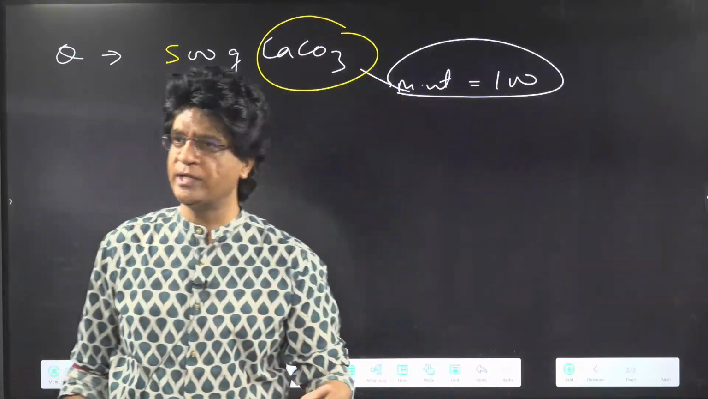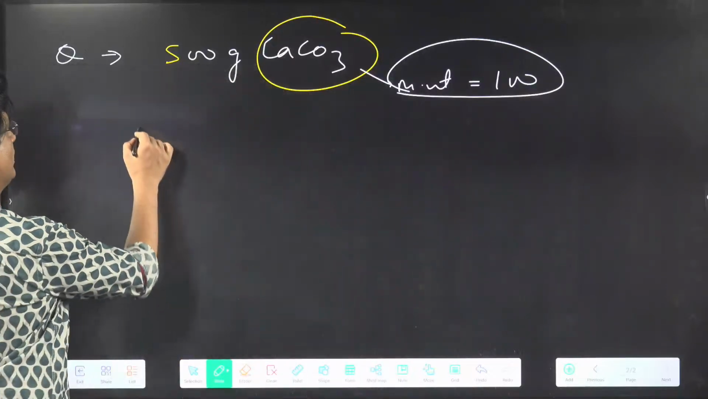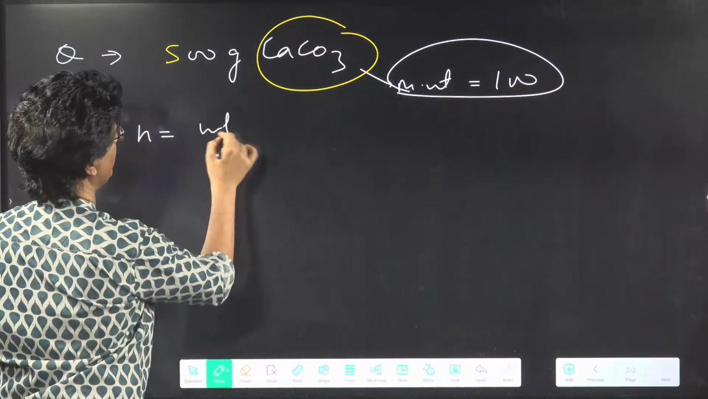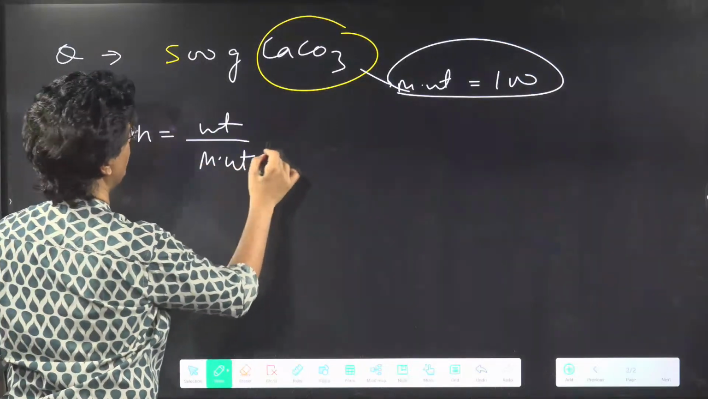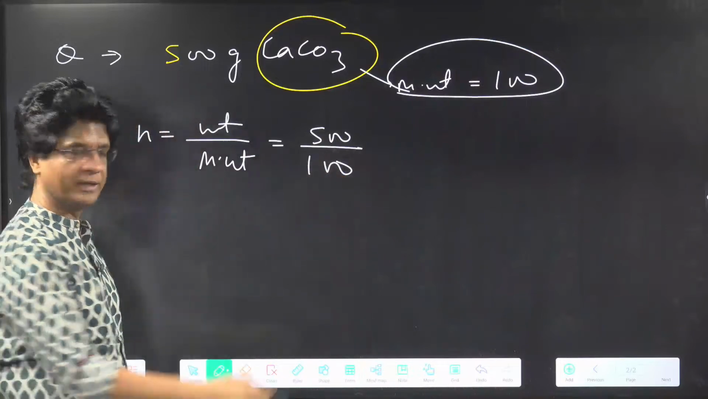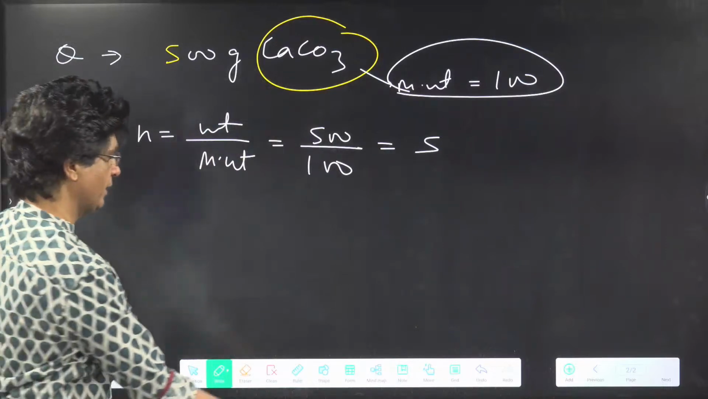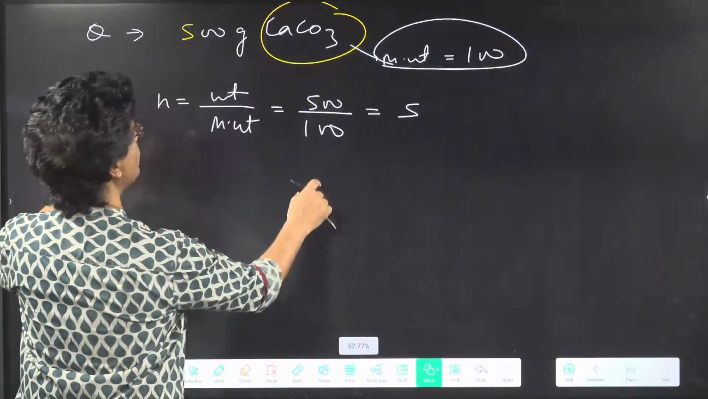So the number of moles will be weight upon molecular weight again. The weight is 500 gram divided by 100, the molecular weight of calcium carbonate, and that will be equal to 5. No doubts about it. Okay, let's do some more questions regarding this.